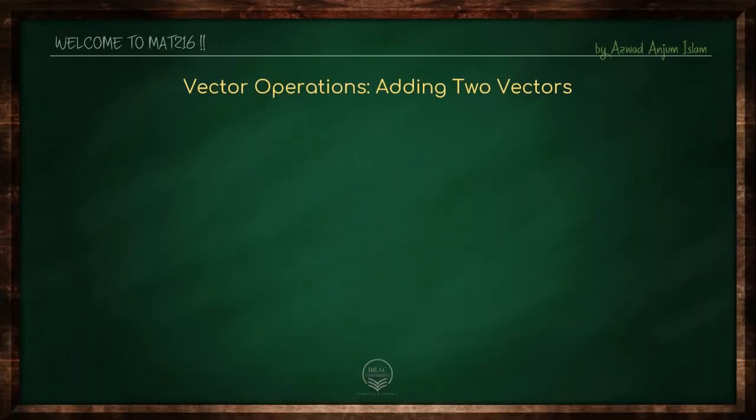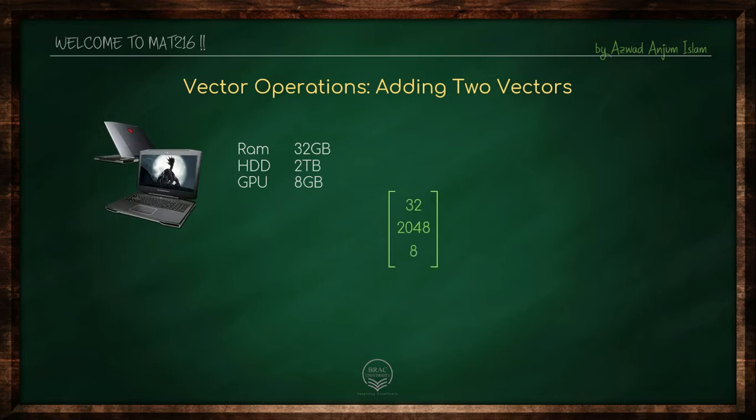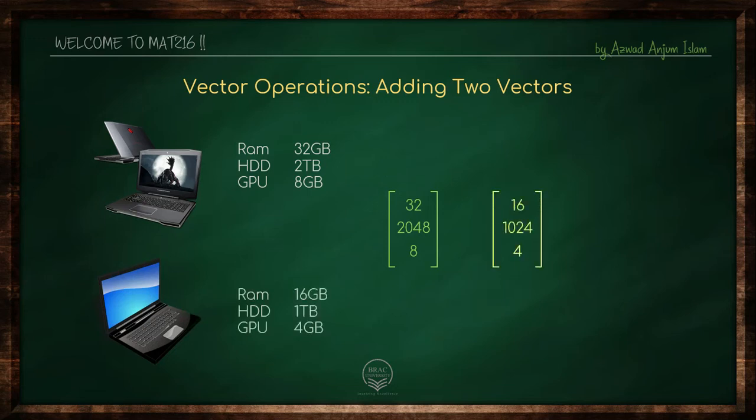Now we can also think of the addition of vectors without thinking of an arrow and a direction and a magnitude. Let's think of the concept of a list of numbers. So let's say we have a vector that corresponds to the specification of a certain laptop. Now we have another vector that corresponds to the specification of another laptop. So this one has 16 GB RAM, 1 TB hard disk, and 4 GB of GPU. So if we add them, what we get is the combined specification of these two laptops. So we have total 48 GB of RAM in these two laptops and total 3 TB of hard disk and 12 GB of graphics card memory.